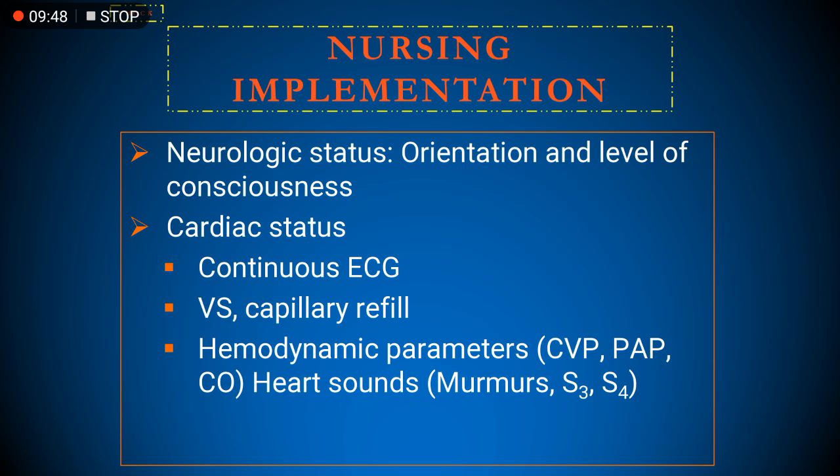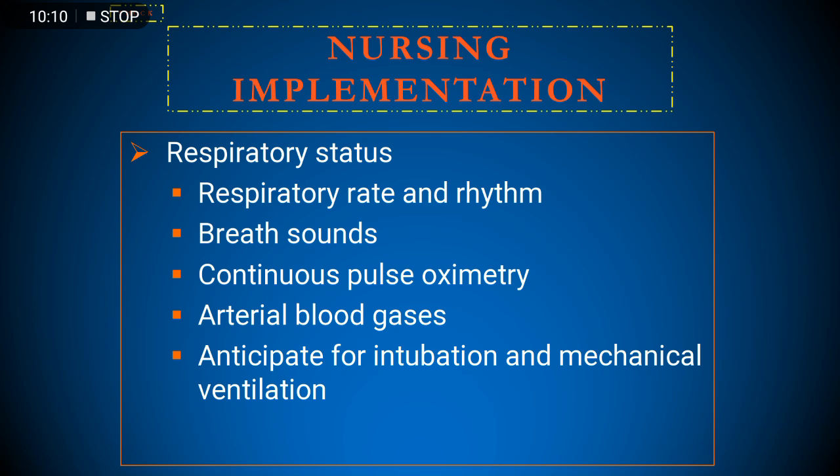For neurologic status, it is important for the nurse to continuously orient patient and monitor level of consciousness, monitor cardiac status through continuous ECG, vital signs, capillary refill, and hemodynamics parameters, as well as monitoring normal and abnormal heart sounds. For the respiratory status, it is important to note respiratory rate and rhythm, breath sounds, continuous pulse oximetry, arterial blood gas, and to anticipate for intubation and mechanical ventilation.